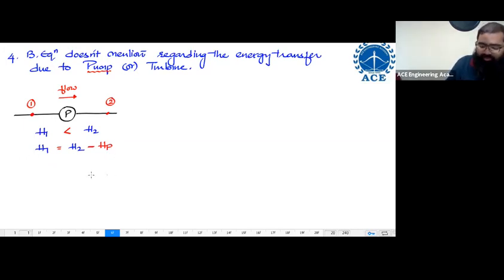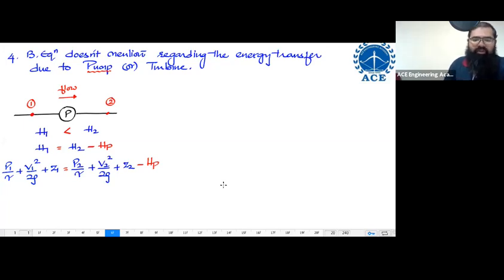Now, I can write the entire equation as P1 by gamma plus V1 square by 2G plus Z1 has to be equal to P2 by gamma plus V2 square by 2G plus Z2, and I have to subtract over here HP.